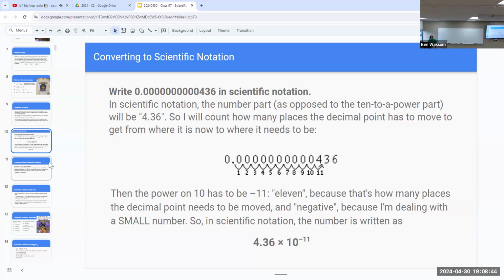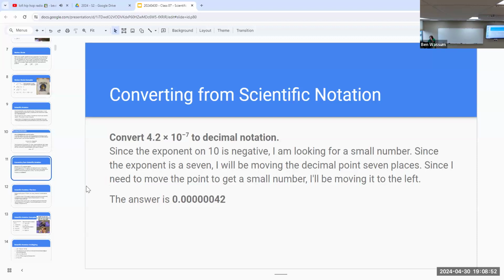But you're also going to find use for converting things out of scientific notation, which is literally just the other way around. So if you're going to convert something back into our regular decimal notation, I don't have a nice, fun visual for this one. We would kind of do the exact same thing. 4.2 times 10 to the negative 7. I'm going to go ahead and do that on my notes so you guys have a good visual.